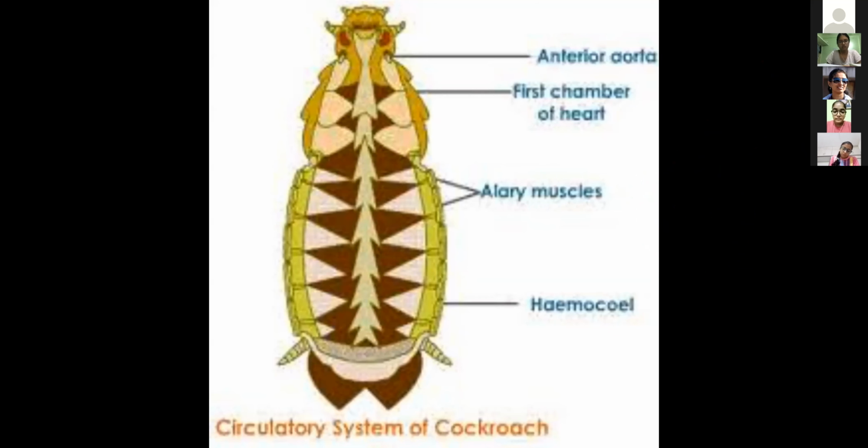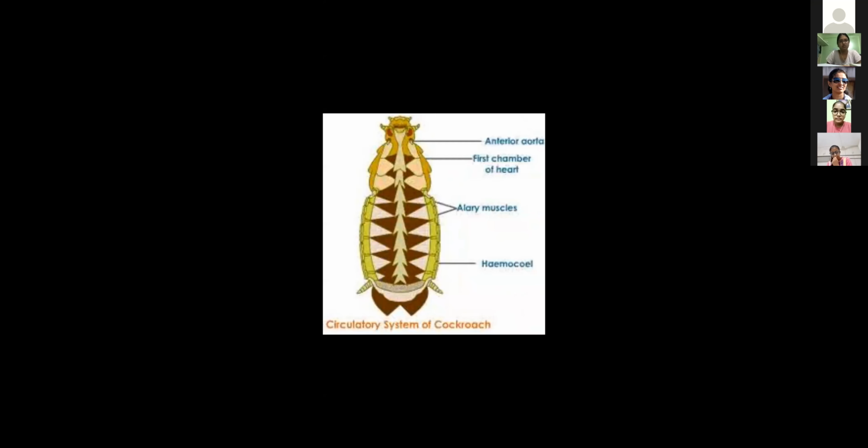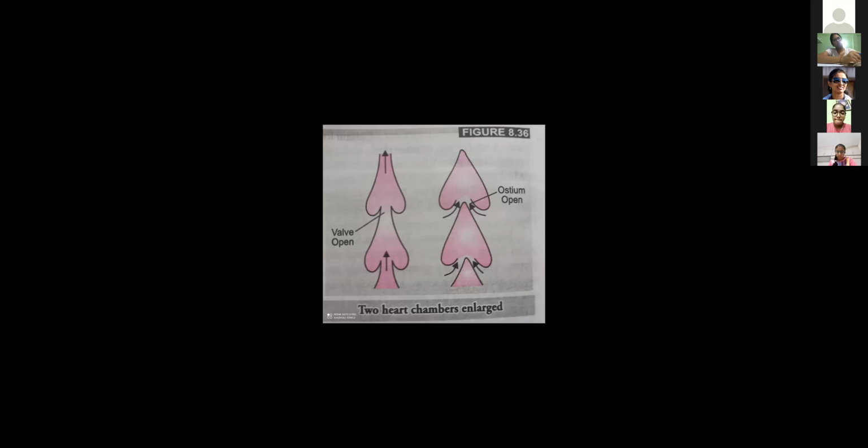Okay, just give me a minute. I show you one more picture. See, a total of 13 heart chambers are there in cockroach, 3 present in the thorax, 10 present in the abdomen, and no heart chamber present in the head region. Right? Now, how is the blood flow? You know that from the heart, blood goes to the blood vessels, and then it opens up, right? So blood comes outside the system.